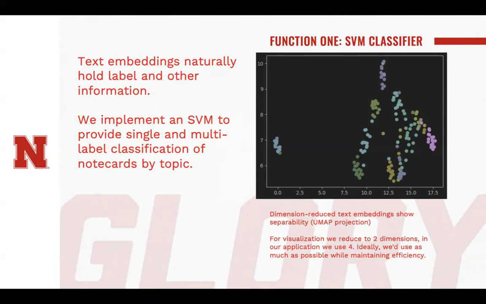Here on the right, you can see a low-dimensional UMAP projection of all of our sentence embeddings for the whole data set. We can see the clustering by color here, as well as some overlap between the clusters, which we found to be very interesting and is why we think that the multi-labeling is a very useful feature to have.